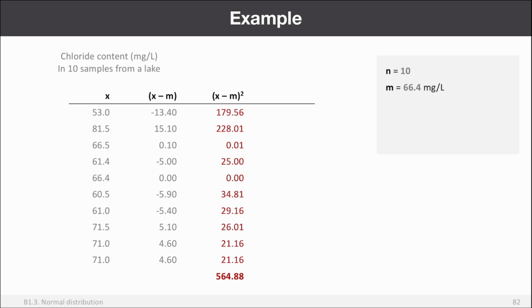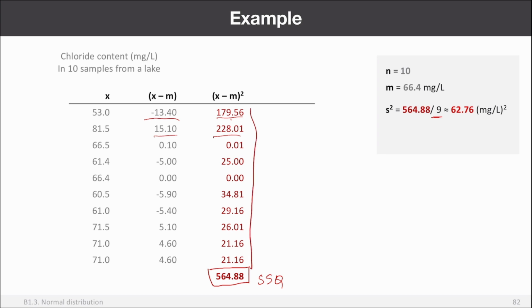Now we need to square it in order to compute the variance. So these are squared distances. It's simply 13.4 squared, 15.1 squared, and so on. And this is the sum of squared distances. This is what we call SSQ, sum of squared distances. Now I know what to do. I need to take the sum of squared distances and divide, remember, by n minus 1, the number of degrees of freedom, because in this case I have 9 independent distances. And that gives me the variance, which is 62.76.